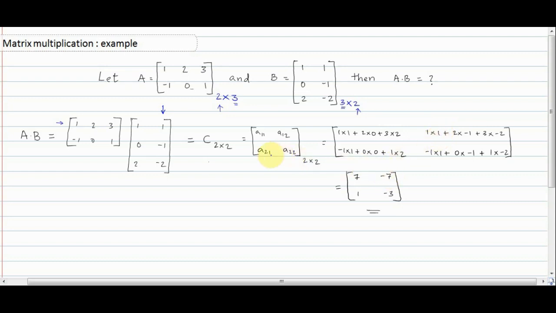Similarly, we can calculate A21 and A22. A21 can be obtained by multiplying the second row of matrix A with the first column of matrix B. That's how we obtain A21. And similarly, A22 can be calculated by multiplying the second row of A with the second column of B. If you calculate, you will get it as minus 3. So the resulting matrix C will have the elements 7, minus 7, 1 and minus 3.